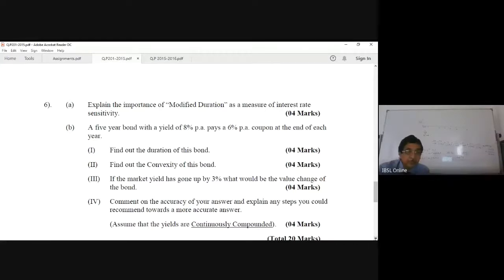Now, the modified duration is a type of relationship between the yield and the price of a bond. The importance comes with that. So I think in order to explain that, you have to draw a diagram or draw a graph.